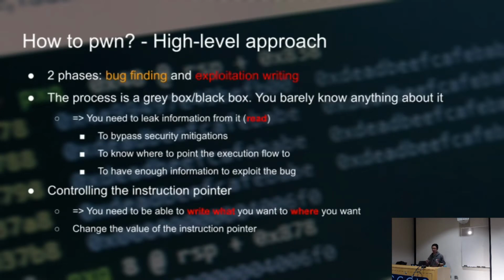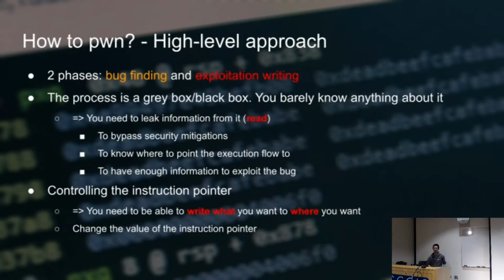Because you know nothing about it, you need to leak some information out of it. So basically, I'm going to call this the read primitive. When you gain more information about this black box or gray box thing, you can use that information to bypass security mitigations that are enabled on the machine that's hosting that binary. Or you can know where to point your code to, or you will need to acquire enough information in order to exploit the bug.